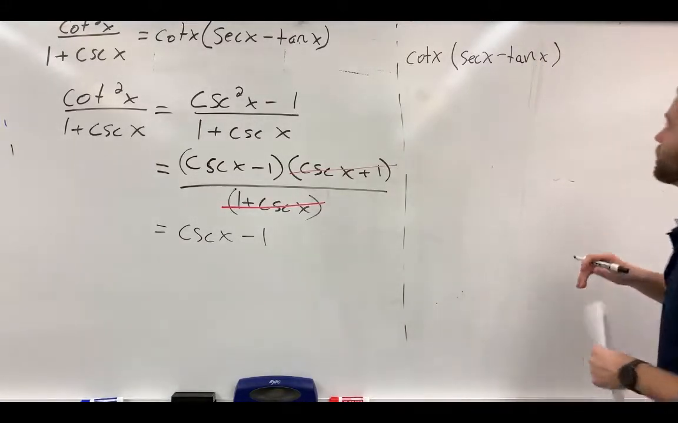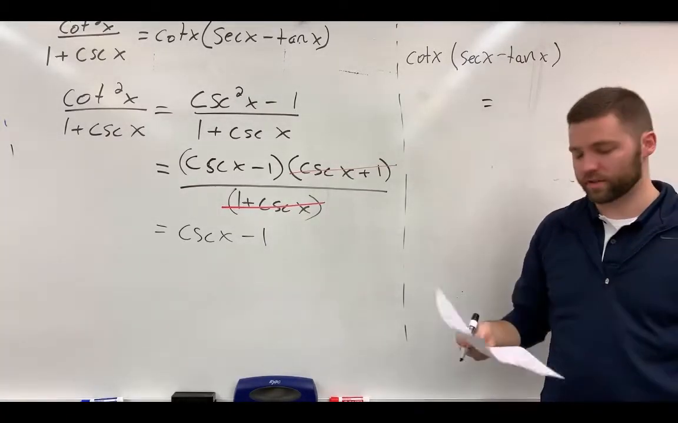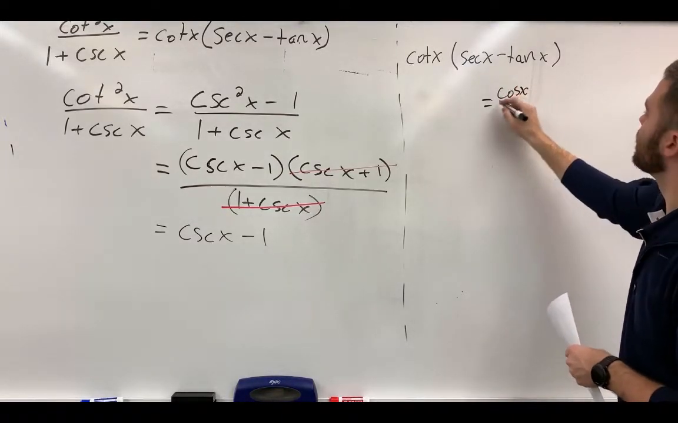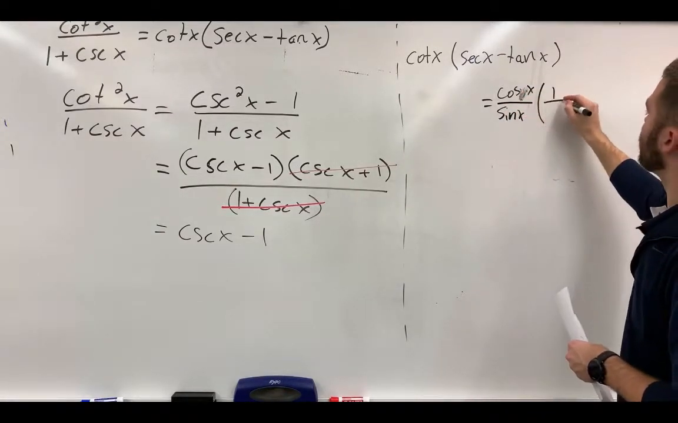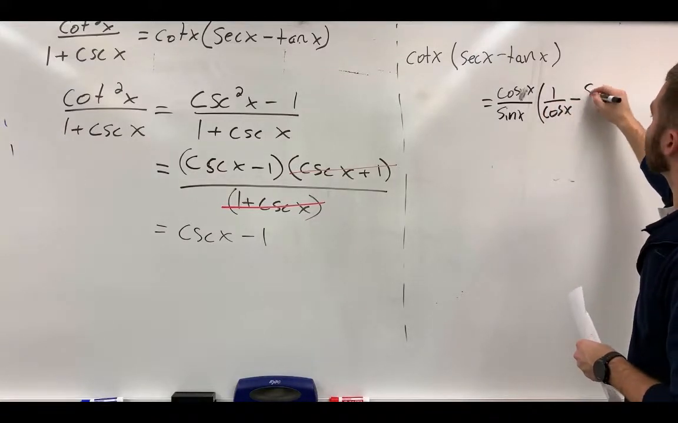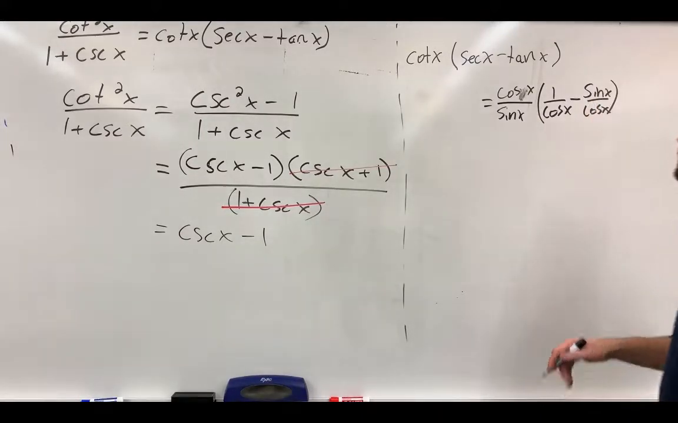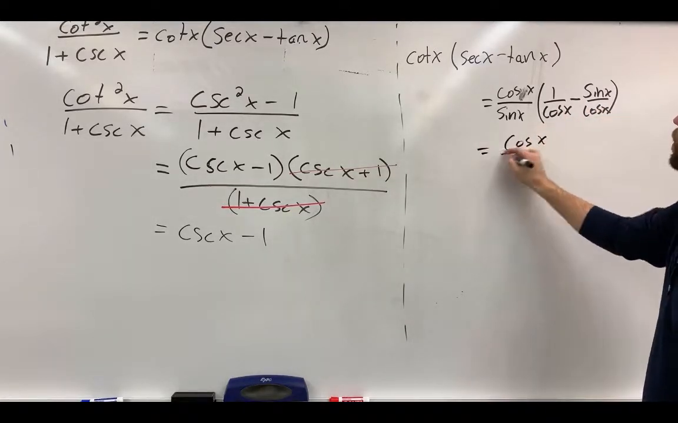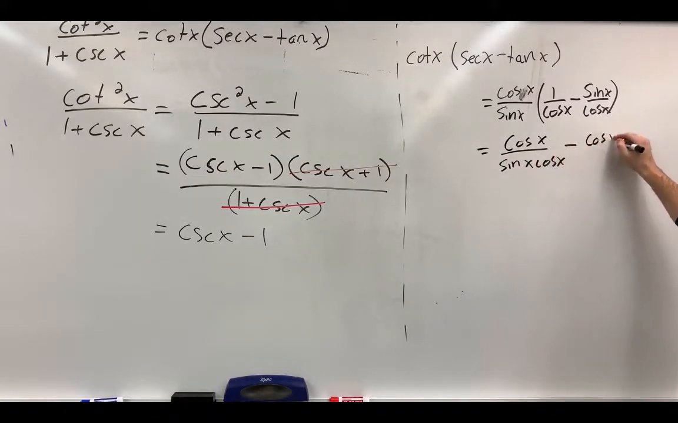And because I think I'm at the edge of the camera, I'm going to shuffle the equal sign over to the left here. The first thing that I'm going to do is change this all to sines and cosines. So this will end up being cosine of x divided by sine of x times 1 over cosine of x minus sine x over cosine of x. And so then I'm going to distribute this cosine over sine over the parentheses here. So I'll end up with cosine of x over sine cosine minus cosine sine over sine cosine.